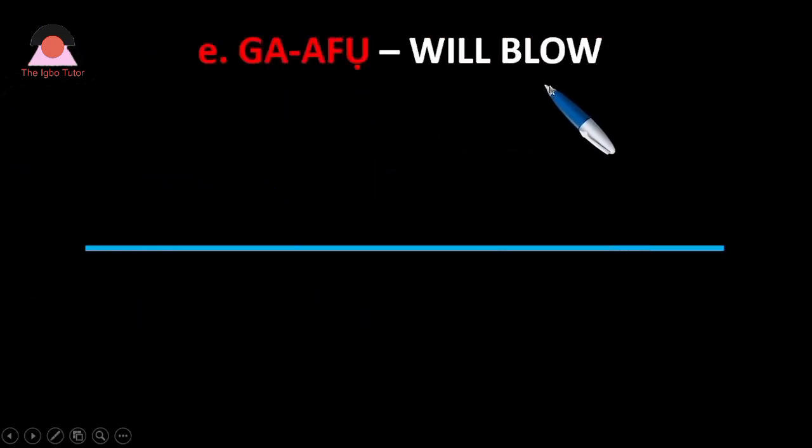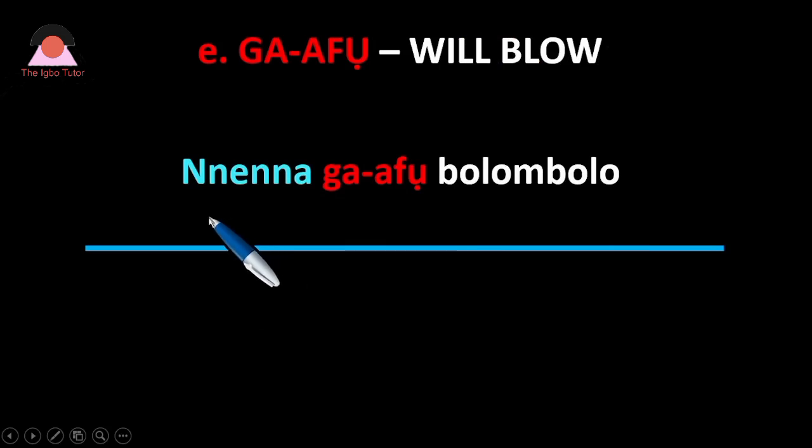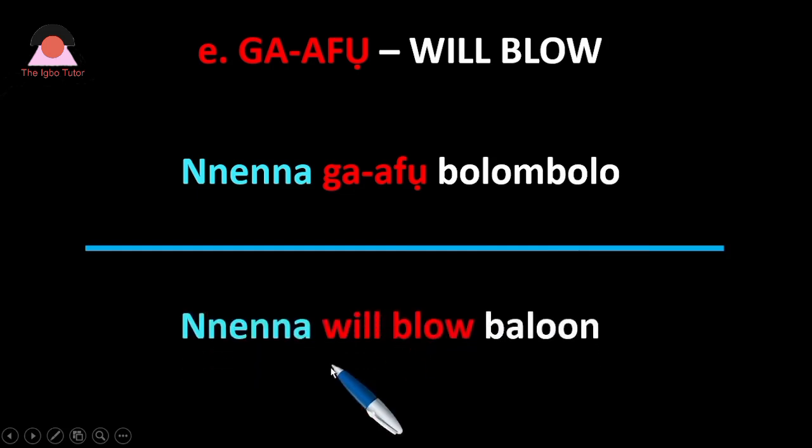We move to the next one. Ga-afụ, will blow. What is it in sentence? Nnenna ga-afụ bolombolo. Wow, what is this? Let's see it in the English. Nnenna will blow balloon. From the color, you can see that balloon is bolombolo in Igbo. Nnenna ga-afụ bolombolo.